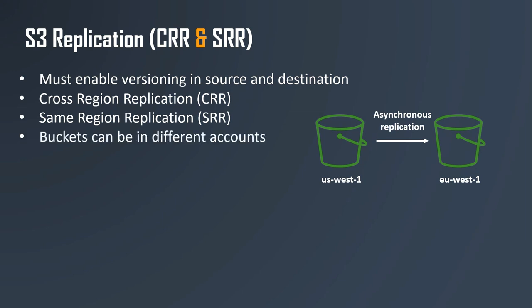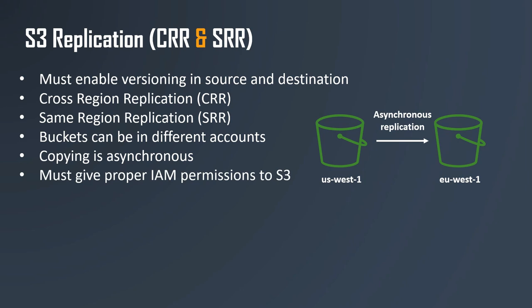Note that the buckets can be in different accounts, so it is very possible for you to save a copy of your data into another account using S3 replication. The copying happens asynchronously, but it is very quick. And for the copying to happen, you need to create an IAM role. We will see that in the hands-on, and that IAM role will have the permission to copy from the first S3 bucket to the second S3 bucket.